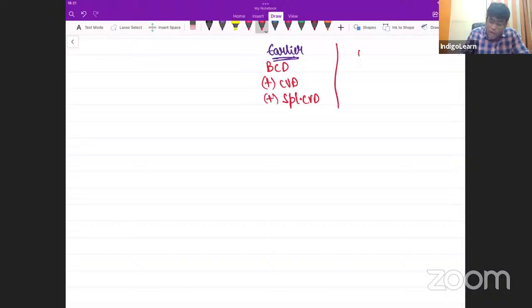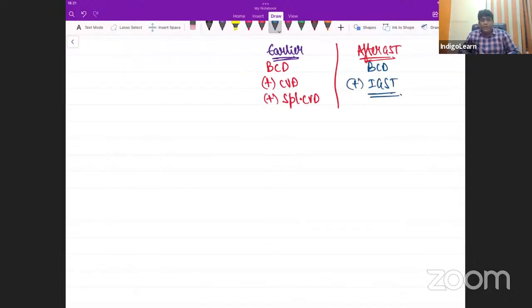But now, after GST has come into picture, what we are required to pay is only BCD plus IGST. Now don't get confused. Sir, what is this word IGST? Sir, there are two things.